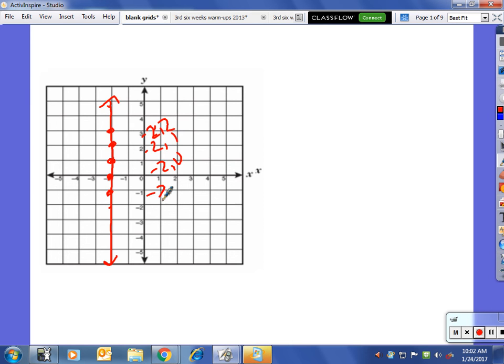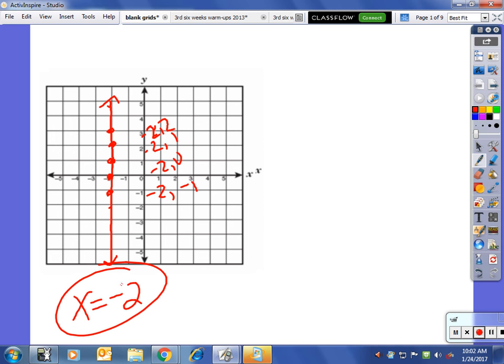Let's go down here. That's -2, -1. Do you see something that they all have in common? They all have a -2 where? For the x. So guess what the equation of this line is? x equals -2. That's the equation of that line. Okay, and we'll do some more practice with that because we're going to talk in detail about vertical and horizontal.